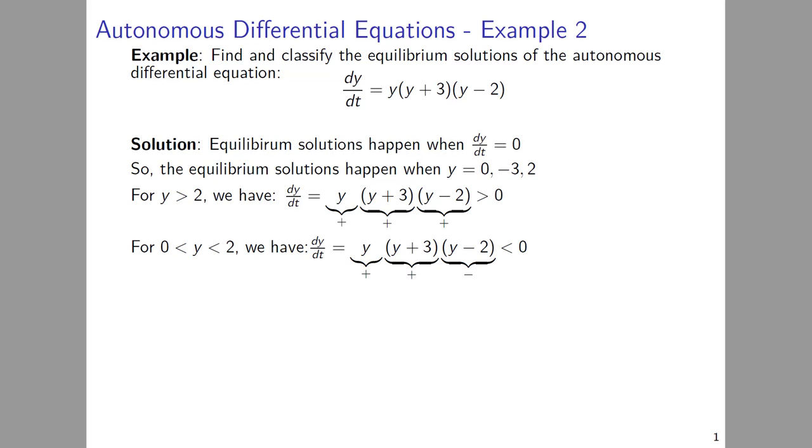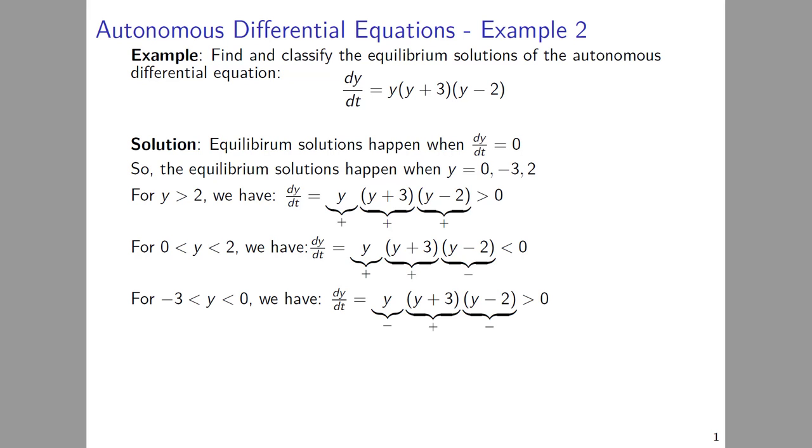On the other hand, for y between 0 and 2, the factor y - 2 will now be negative since y is less than 2. And the factors y and y + 3 will still be positive, so dy/dt is a positive times a negative, which means that it's negative. So we can conclude that for values of y between 0 and 2, dy/dt is negative.